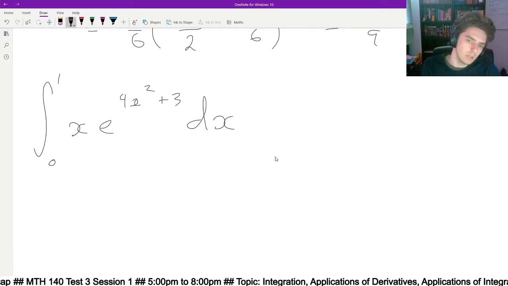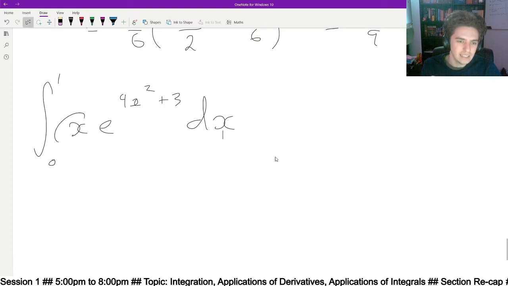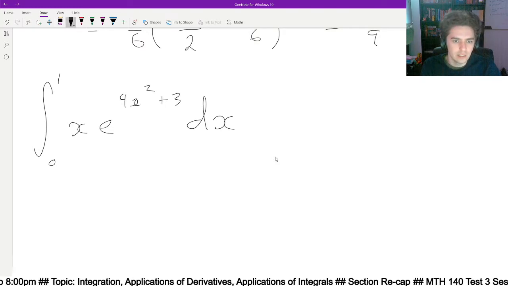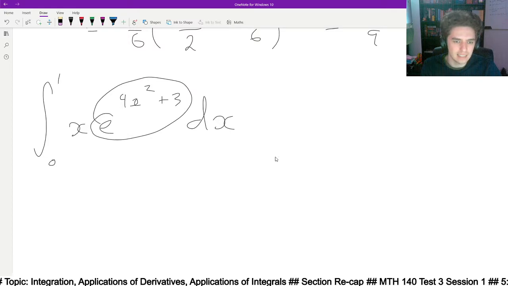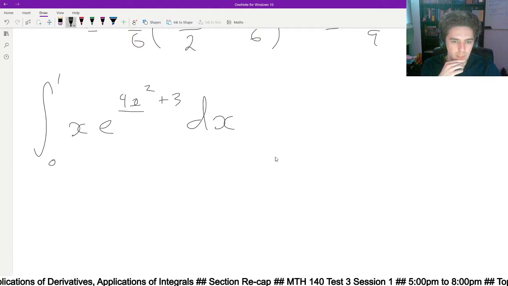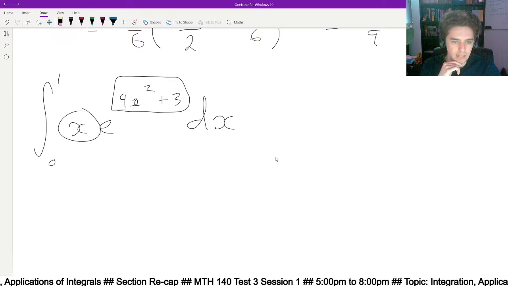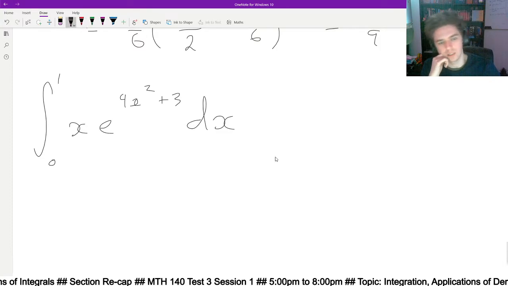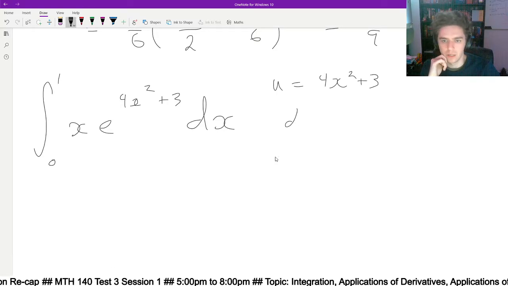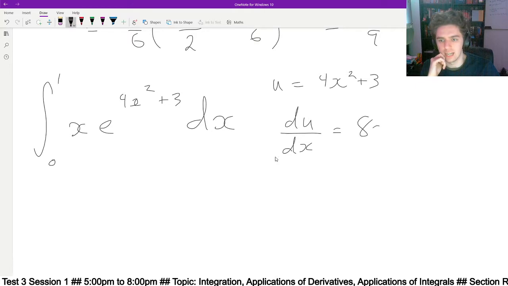So x's derivative is 1, so it's not really useful. There's a 1 in here, but it's not really useful. The derivative of this is in there, but it's multiplied by this, right? So not really useful either. But the derivative of this is 8x, and x to the power of 1 is in here. So it looks like the most useful thing to do is to say u equals 4x squared plus 3. So du by dx is equal to 8x.